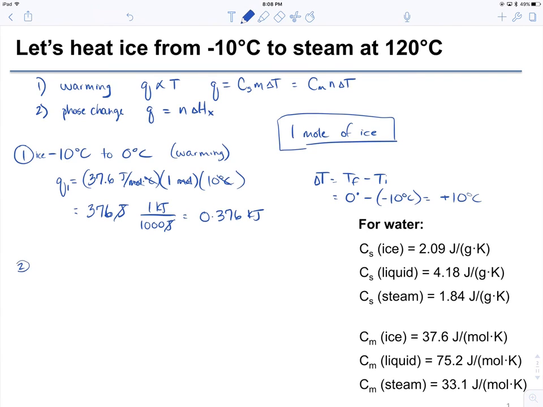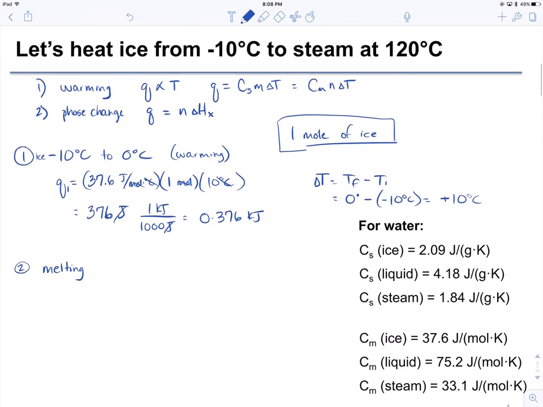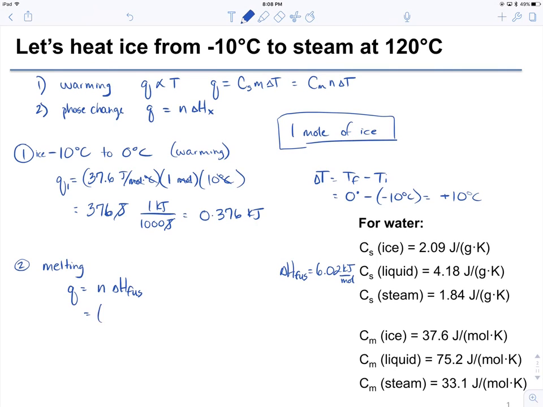Now if we look at segment number 2, we have a constant temperature during that phase change, that fusion state change of melting. So we're talking about melting here, and so we'll be having the phase change, and we'll use Q is equal to N times delta H of fusion. And these values are not given here, but they can be looked up and would be given for you on an exam. The delta H fusion for water is 6.02. The units here are kilojoules per mole. So when we want to melt 1 mole of ice, it's going to require 6.02 kilojoules.